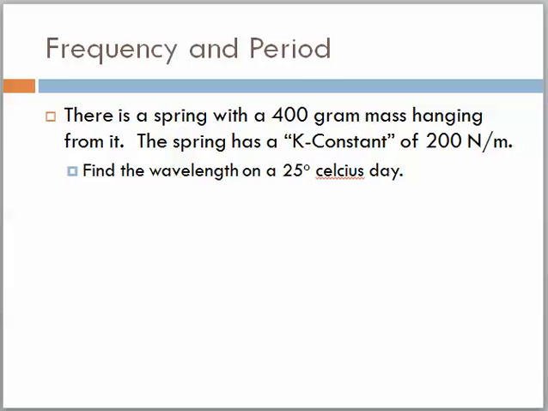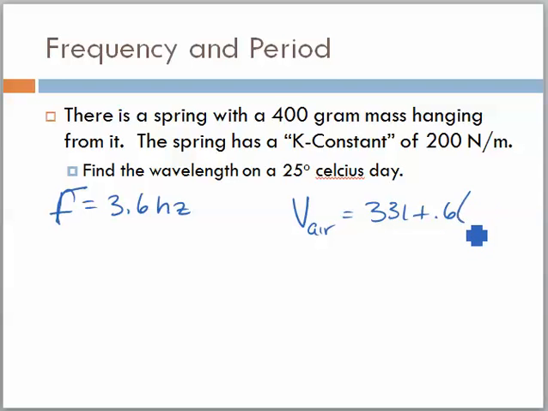There's a spring with 400, exact same information. Now it asks us to find the wavelength on a 25 degrees Celsius day. Well, I'm going to bring from the previous assignment here the frequency, which was 3.6 hertz. It asked me to find the wavelength on a 25 degrees Celsius day, so I know that the velocity in air is 331 plus 0.6 times the temperature in degrees Celsius.